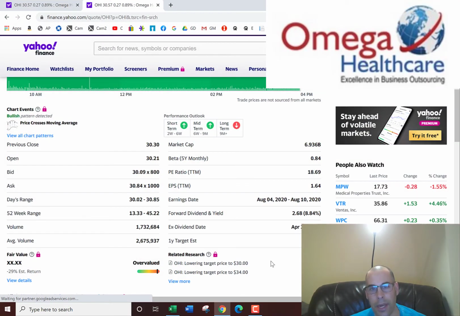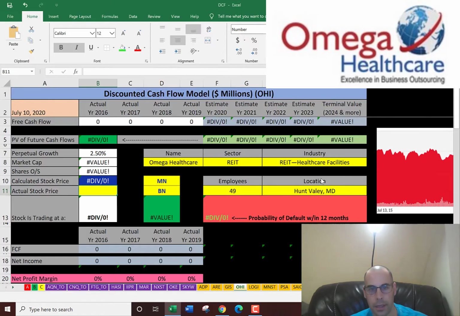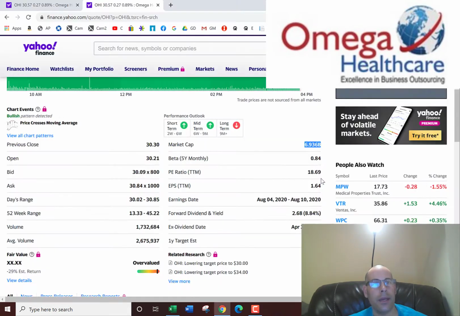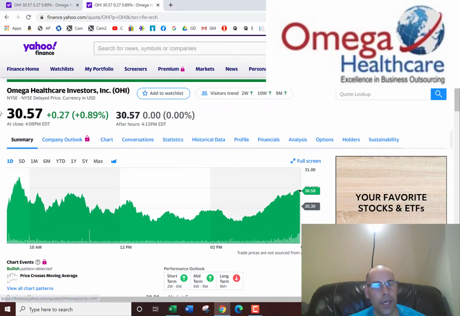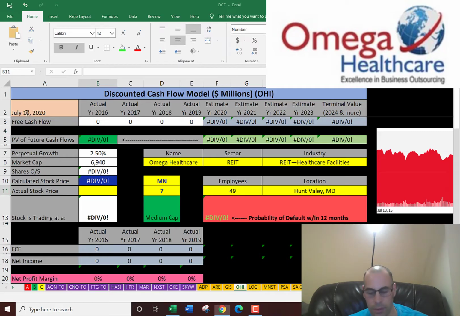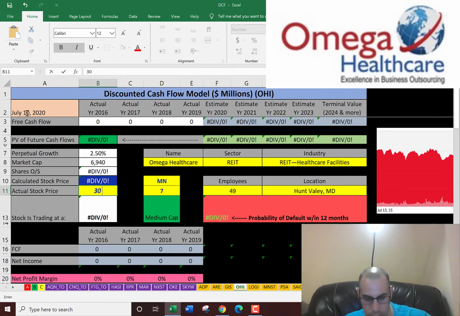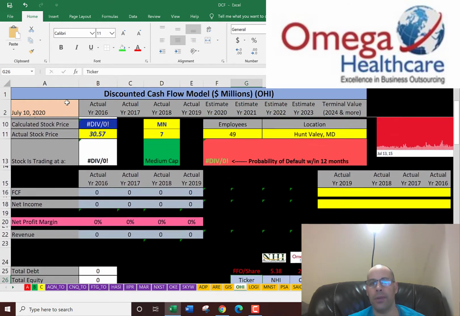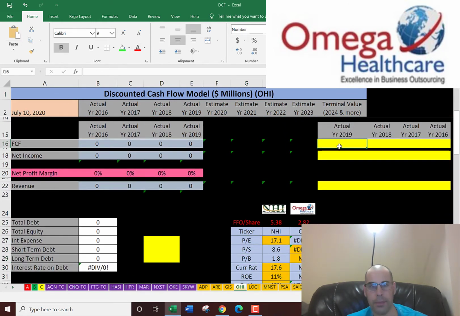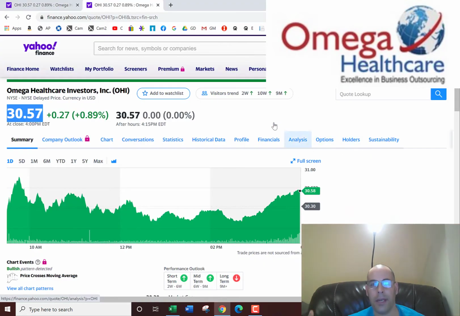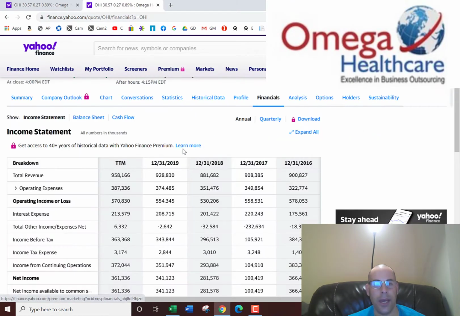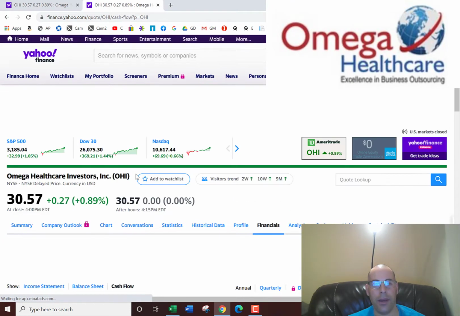This company has a market cap of $6.94 billion. And let's see what they're trading at. They're trading at 30.57, so that's one share of stock, cost roughly $30. And then we're going to pull the free cash flows. This is the best way to value a company: you estimate the future free cash flows and discount that number back to today's value.